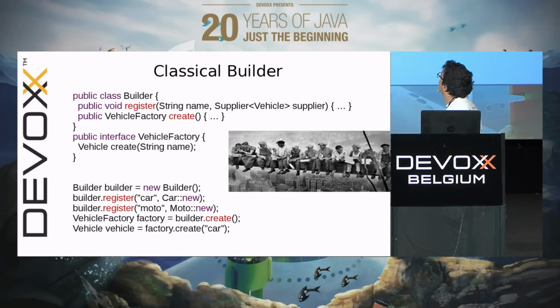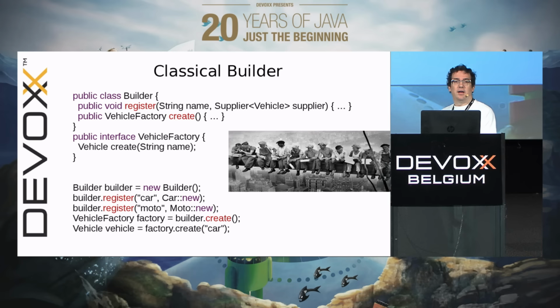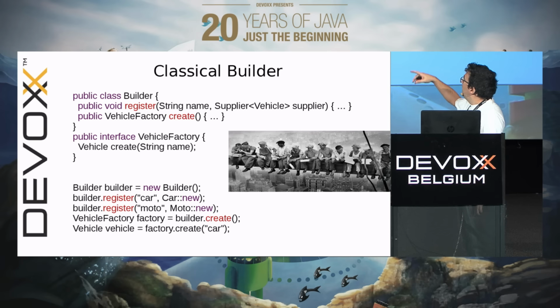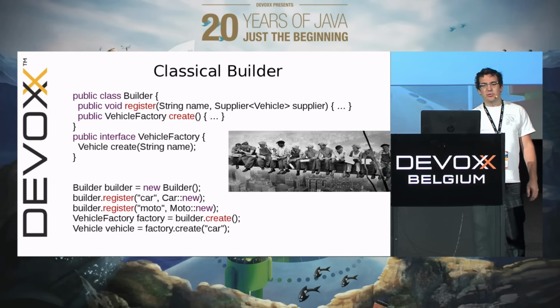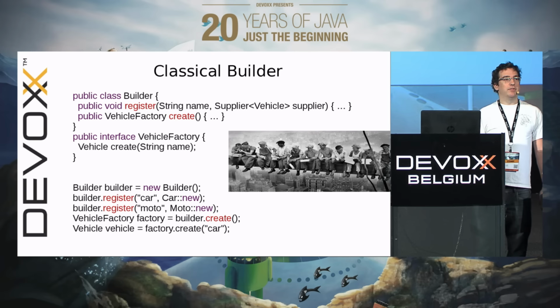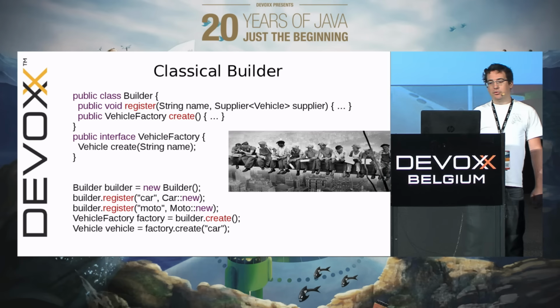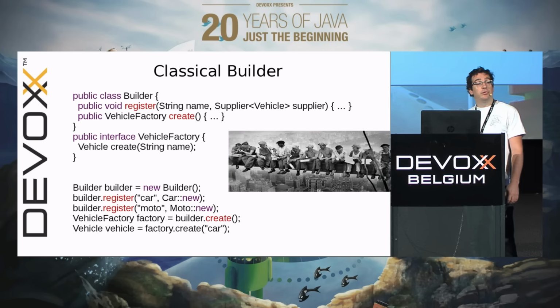In fact, in this API, I have another problem, which is I can create a builder. From a builder, I can create a factory. But I can reuse the builder to do something later. That's ugly. I don't want that. I want to force my user to use the builder one time and not be able to reuse it.